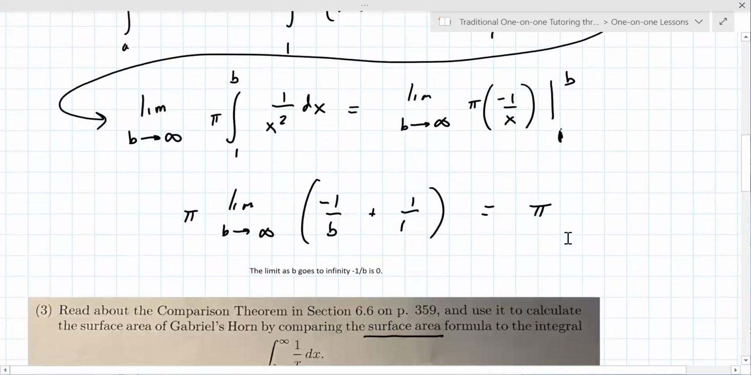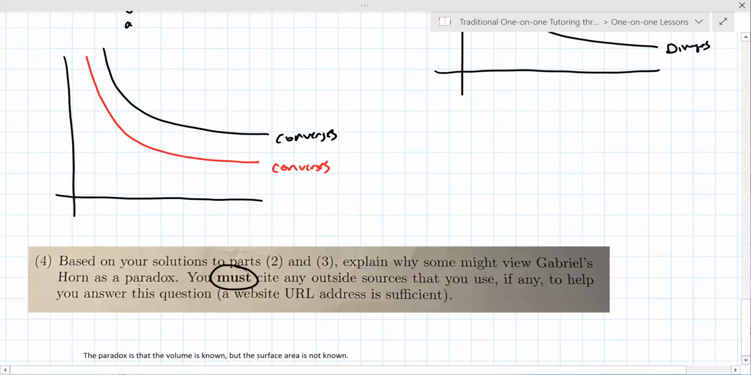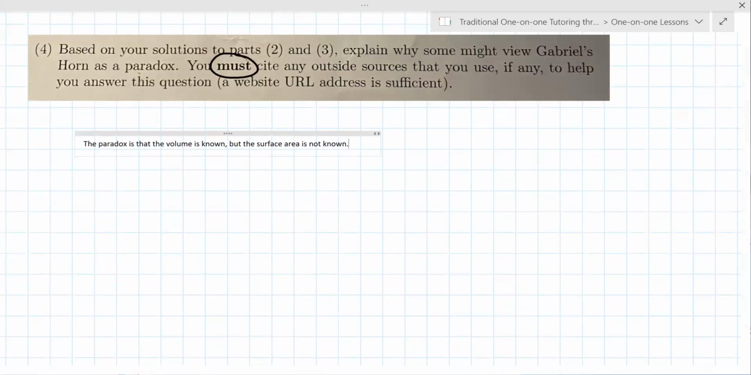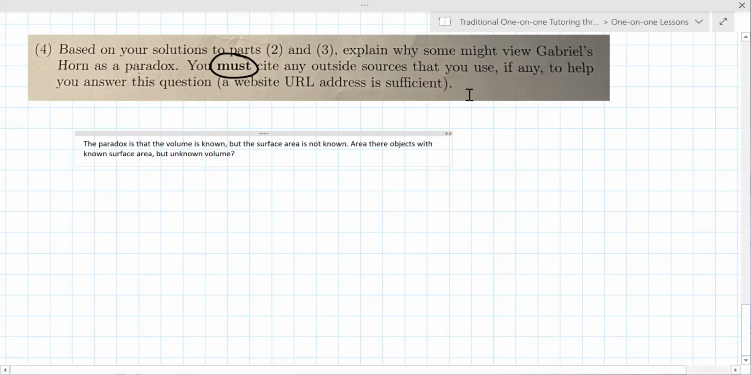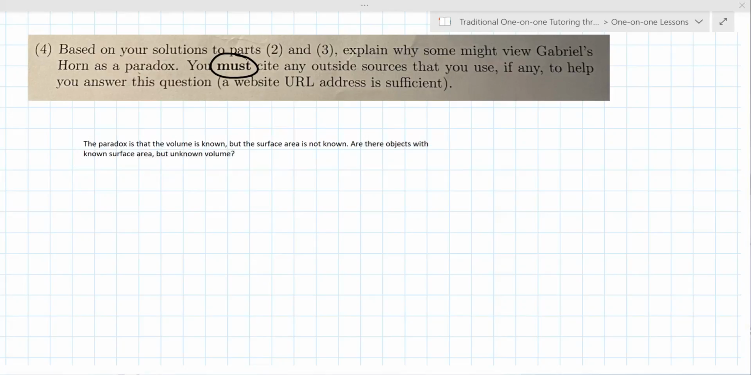And then you might want to ask, I don't know if your instructor actually reads this, you might pose the question, are there objects with known surface area but unknown volume? So kind of the reverse of this. Do we know the answer to that? I don't know. Maybe this horn is the only one.